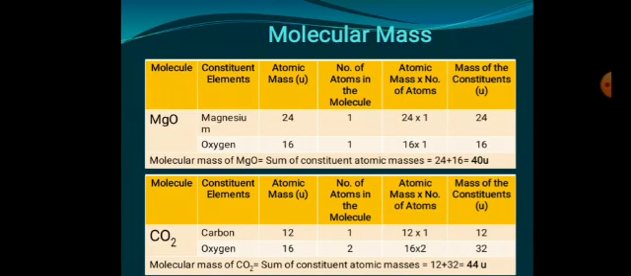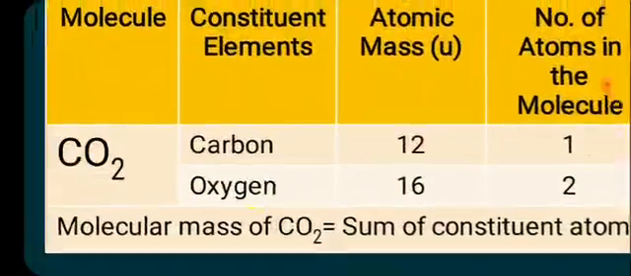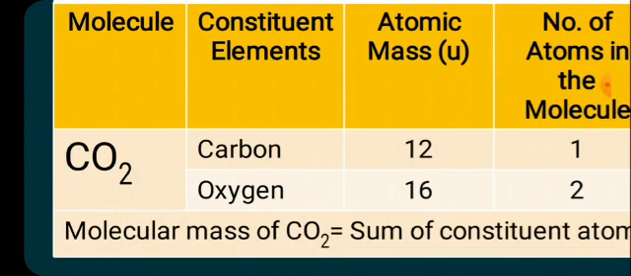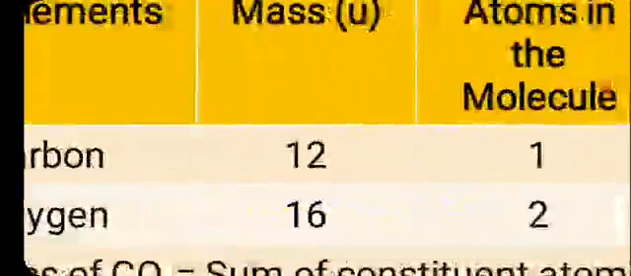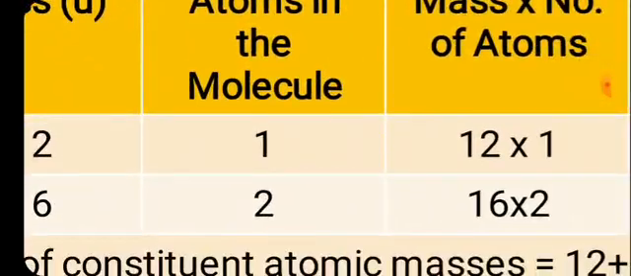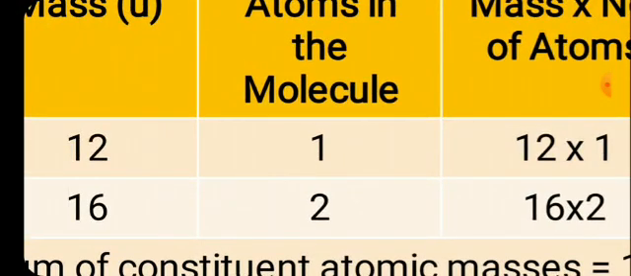Next example, carbon dioxide. Constituent elements are carbon and oxygen. Atomic mass of carbon is 12 and atomic mass of oxygen is 16. Number of atoms: carbon only one atom and oxygen there are 2 atoms. Atomic mass of carbon is 12, number of atoms 1, 12 multiplied by 1 is 12. Atomic mass of oxygen is 16, number of atoms 2, 16 multiplied by 2 is 32.